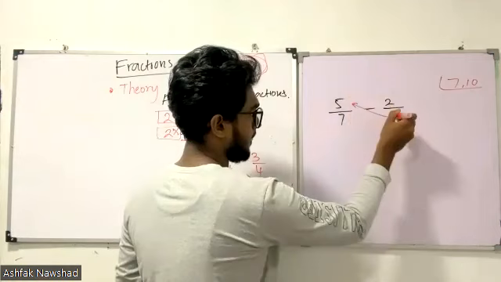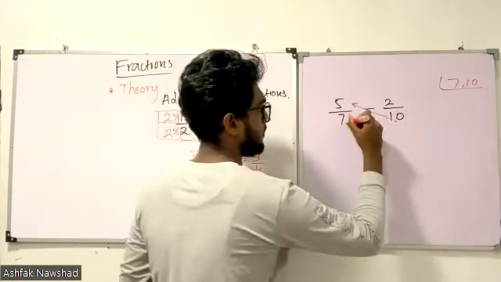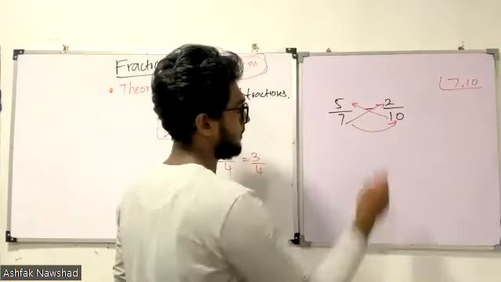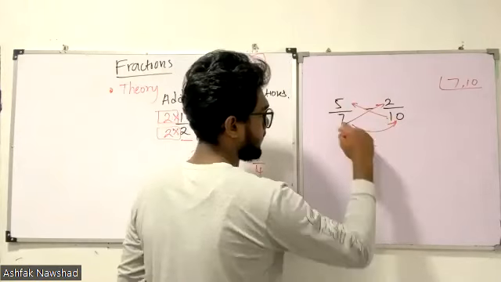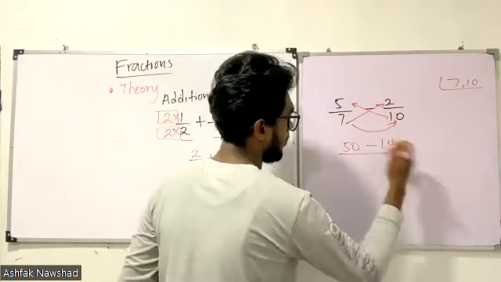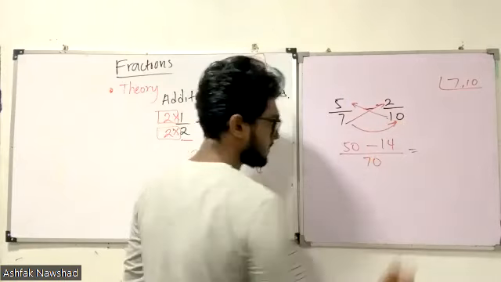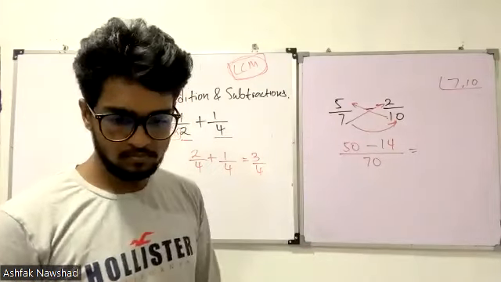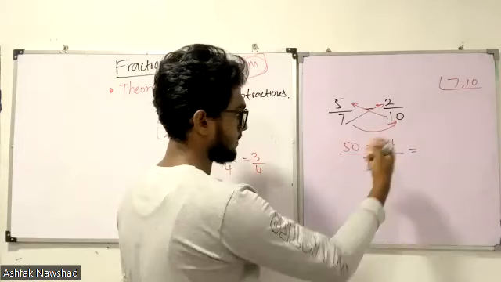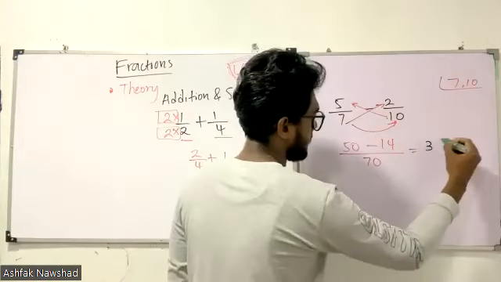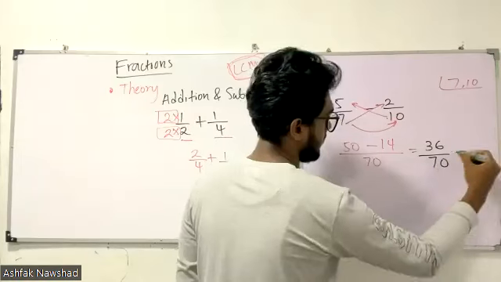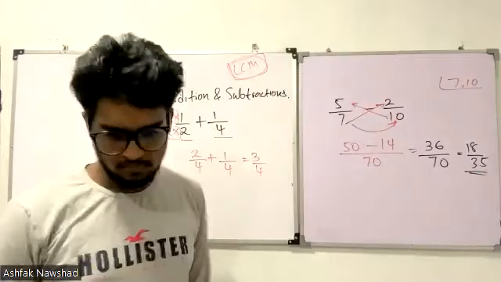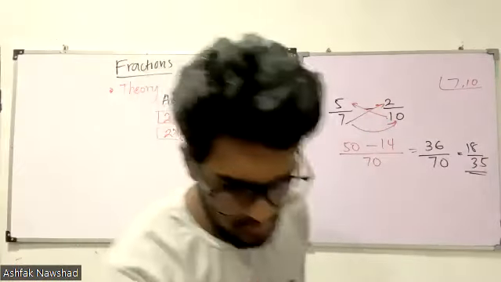Multiply the denominator of the second fraction by the numerator of the first fraction, and then do the same to the other side and multiply these together. So what will be the answer? 10 times 5 is 50, minus 2 times 7 is 14, over 7 times 10 is 70. Is this understood? Like this is a short method, but you can do either way. You can do the normal way or else this way. Right? So the answer might be 36 over 70, which is 18 over 35. Is this clear?